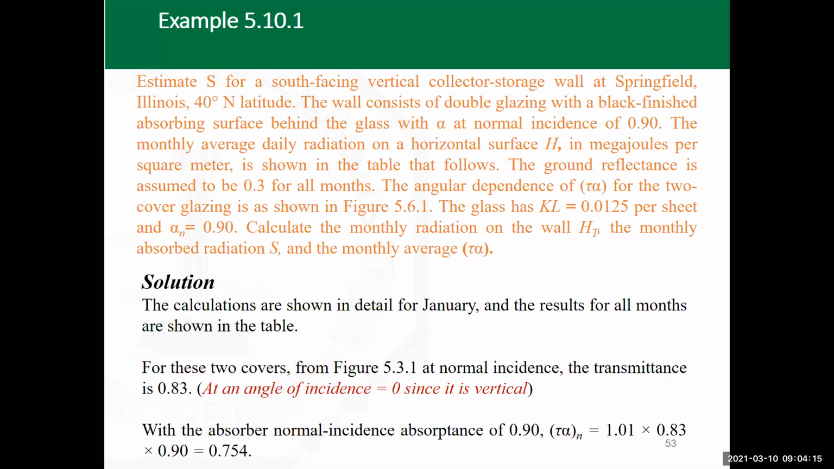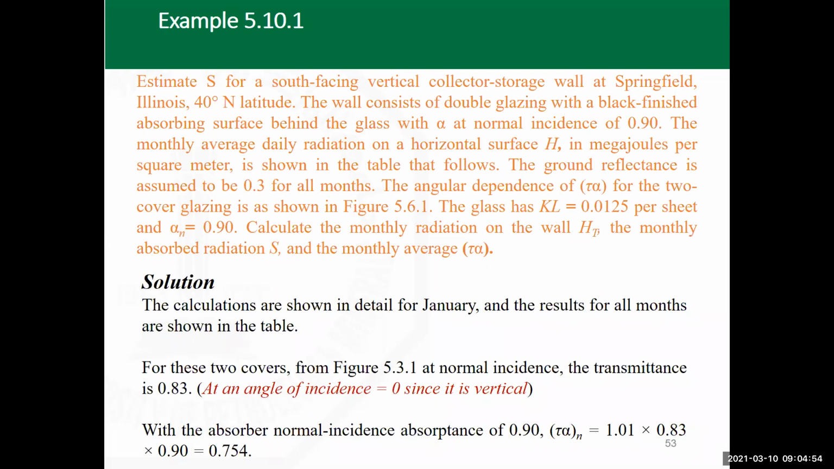The glass has an extinction coefficient KL, the product with thickness, of 0.0125 per sheet, and alpha n is 0.9. It is repeated again: calculate the monthly radiation on the wall, HT. So we need to calculate the value of HT, the monthly absorbed radiation S, and the monthly average value of tau alpha. So that combines most of what we have covered earlier. Let's do it step by step here.